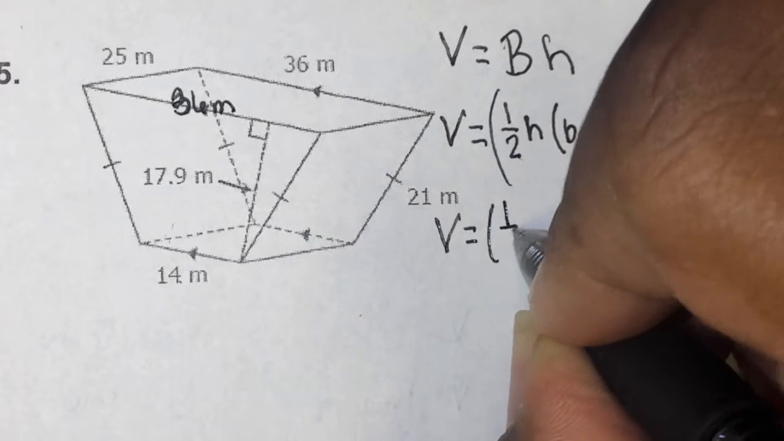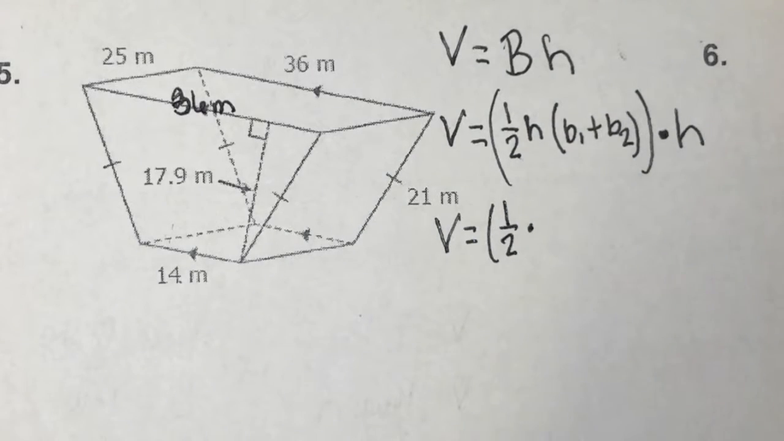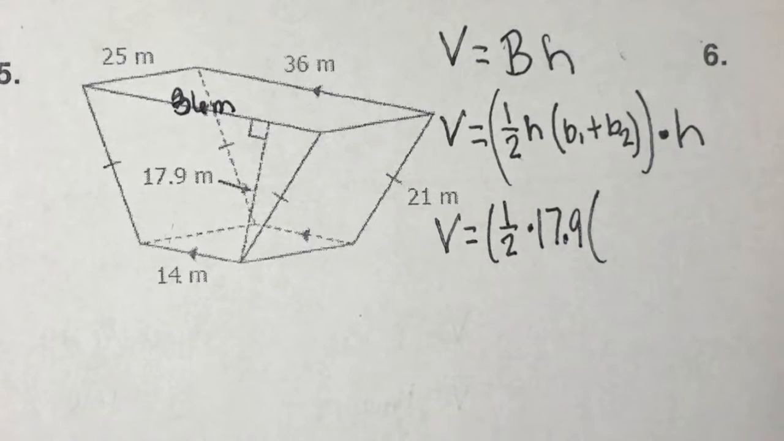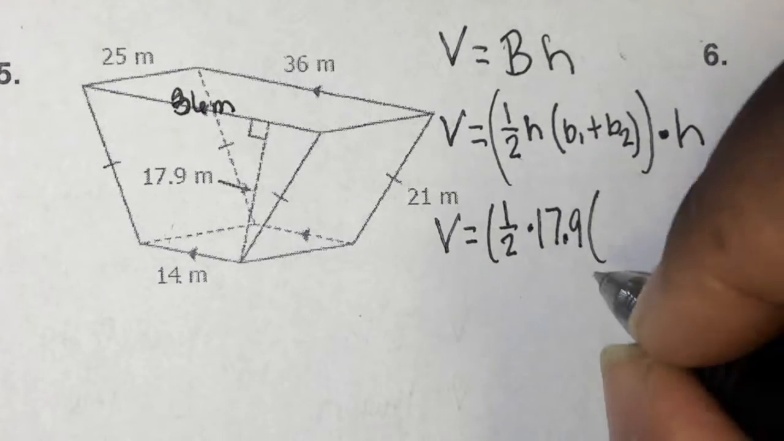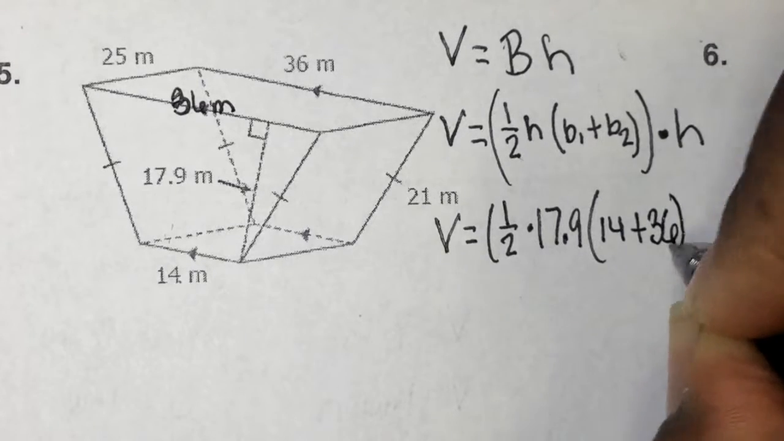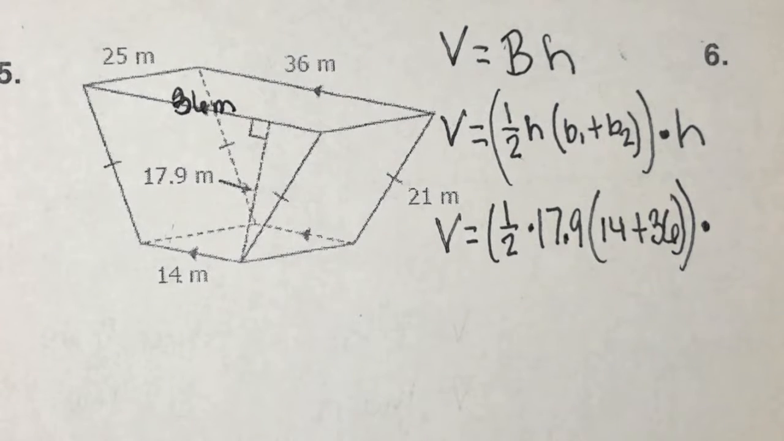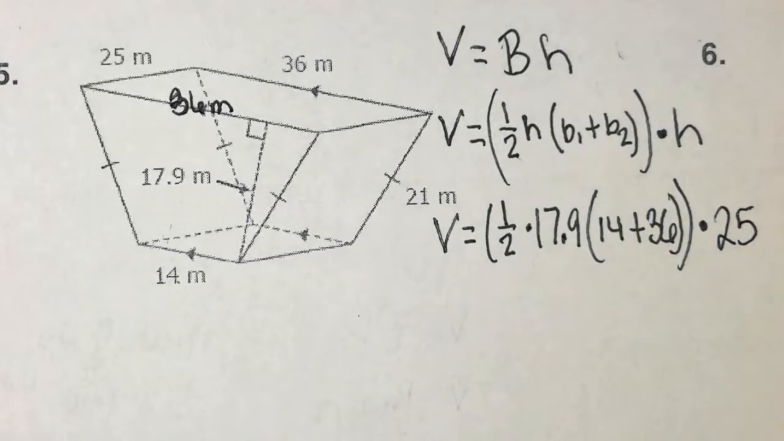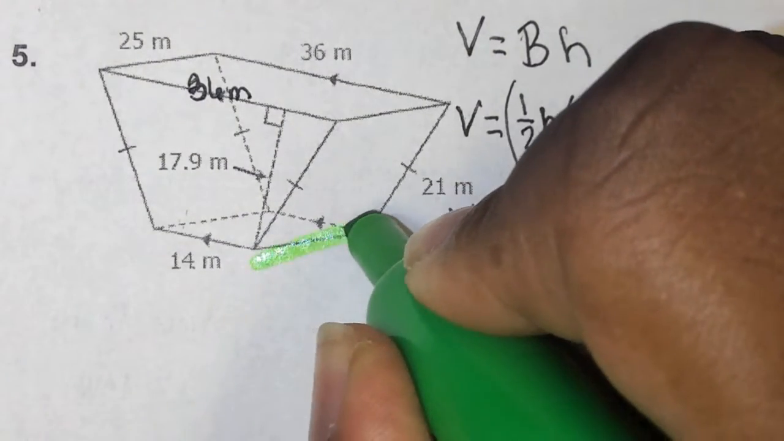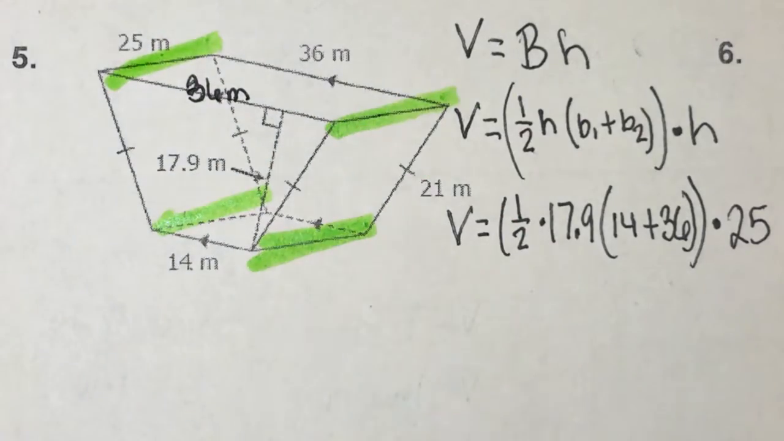V equals 1/2 times what? 17.9. 25. Remember, and I keep highlighting it for you so you see it. The height of your figure is going to be in between your two bases for your prisms. Here, here, here, here. This thing. That's the height.